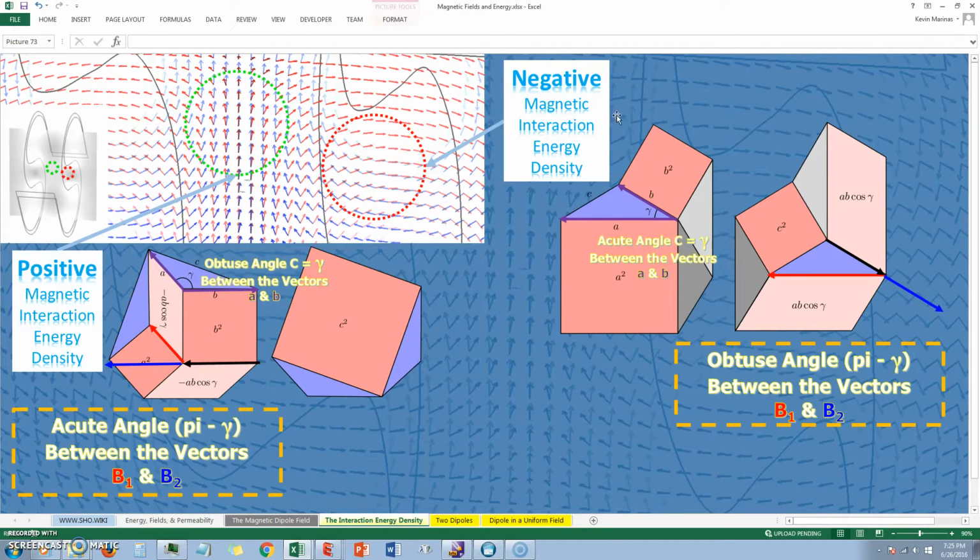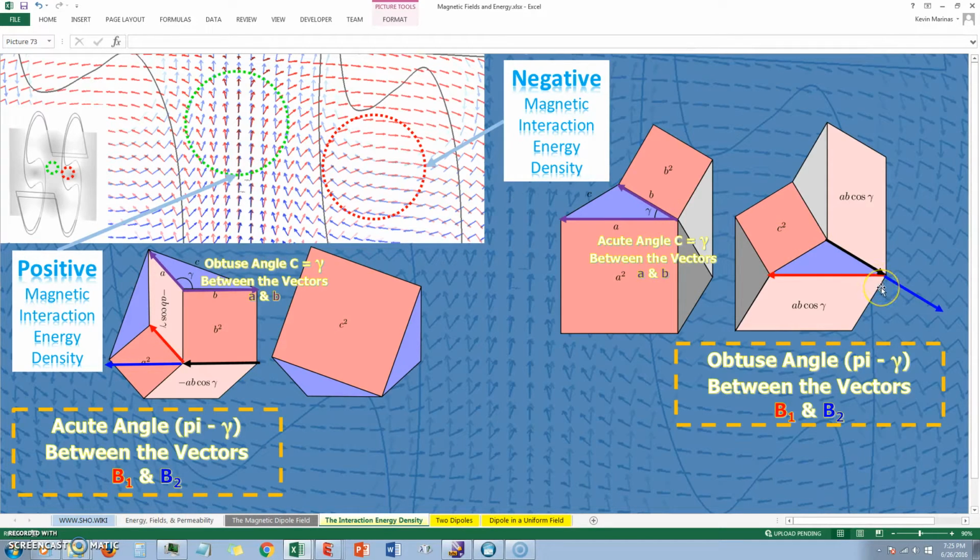Okay, so over here is your negative magnetic interaction energy density. And basically, we have an obtuse angle between pi and gamma instead of an acute angle. So this would be gamma in this case on the right.